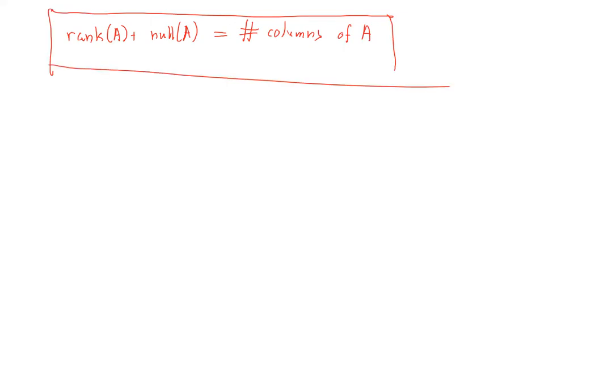Any more questions, please? There is a very interesting relation. Here's how it goes. It says that the rank of a matrix and the nullity of a matrix is equal to the number of columns. So that tells you that if you know the rank, you can find the nullity and vice versa. So that's a very, very important relation to remember.